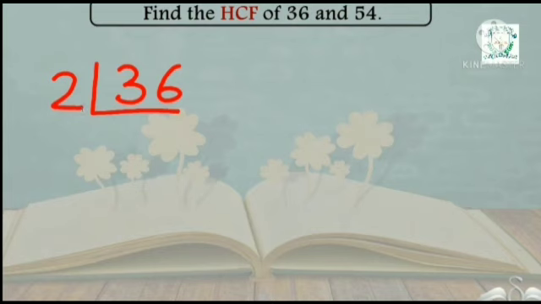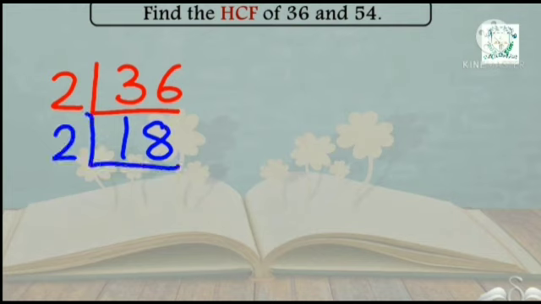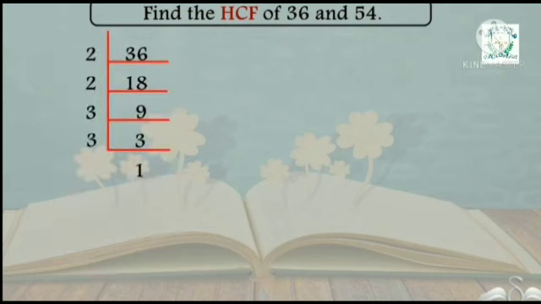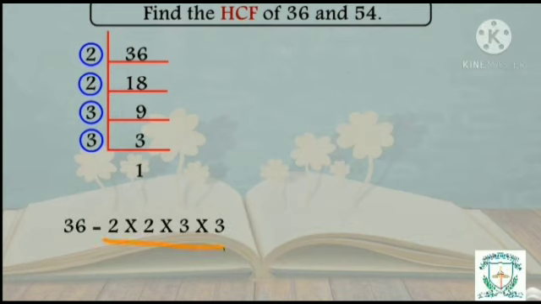36 is divisible by 2. 2 times 18 is 36. Next, 18 divided by 2 is 9. 9 is not divisible by 2, so move to the next prime number, 3. So 9 divided by 3 is 3. Then 3 divided by 3 is 1. So we stop here when we get 1. Prime factors of 36 are 2 into 2 into 3 into 3.